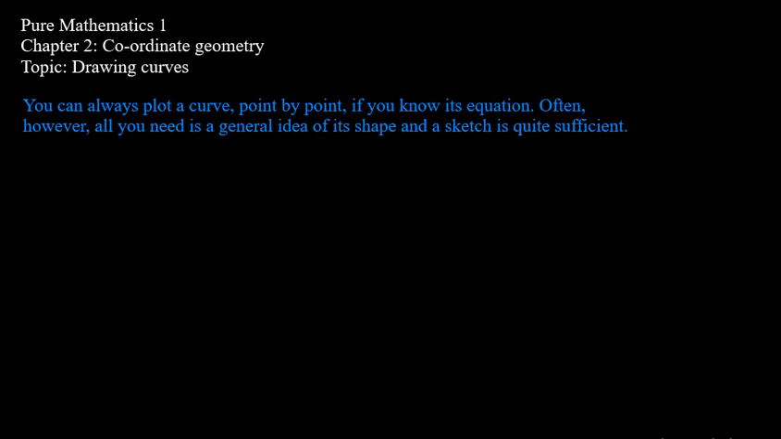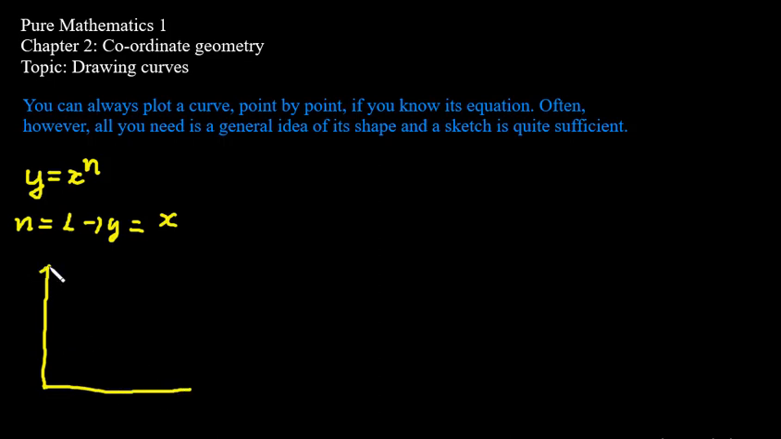To begin with, now we go and find out the general shape of the equation y equal to x to the power n. So first of all, the graph of n equal to 1, which is y equal to x. The graph of this one is really simple. It's very simple, y equal to x.